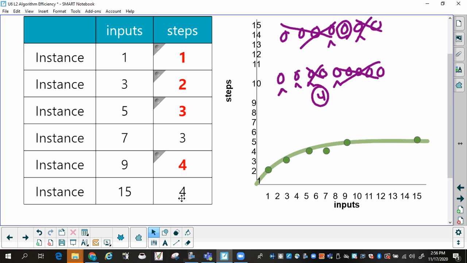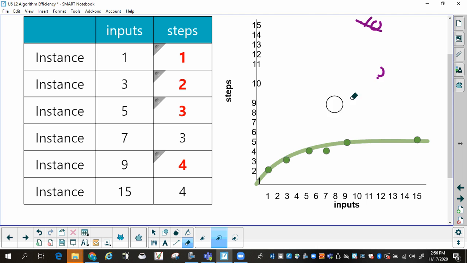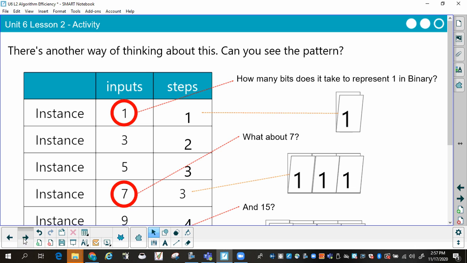Okay, 15, still just 4 checks. Try it. Okay? Because remember that when you eliminate half of the list, you're getting rid of more than just one because your list is in order. Because your list is in order, if something's more than or less than, you can wipe out everything above or below.